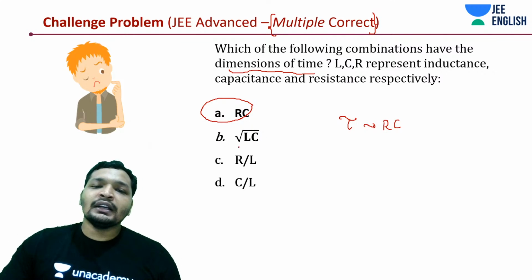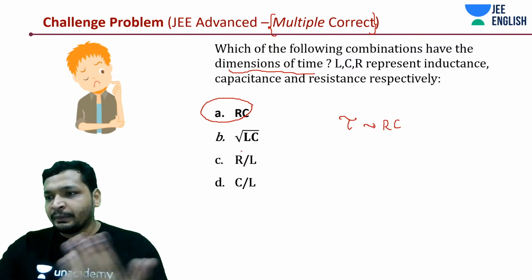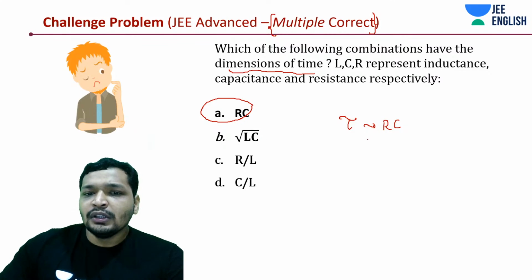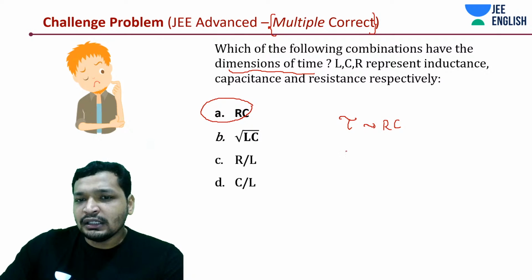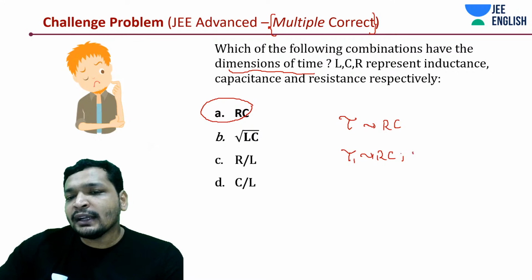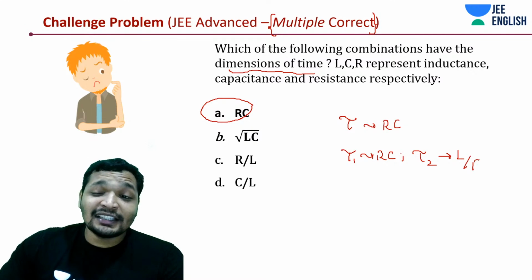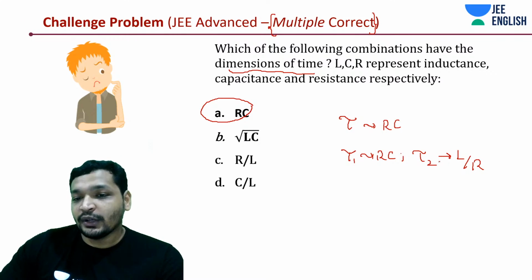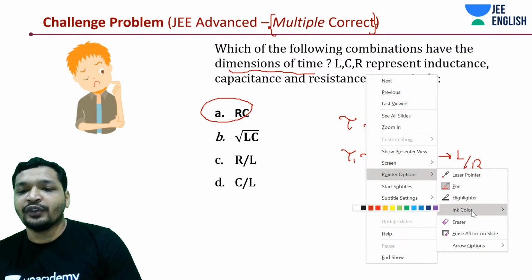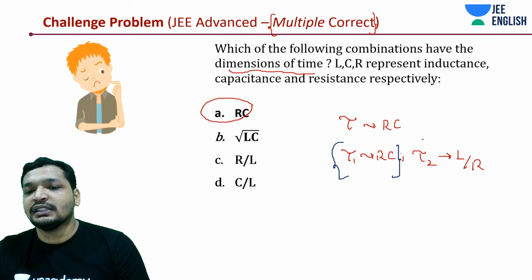Okay, so 1 by under root LC would correspond to frequency. This thing you can remember if you want to remember now, or else you can do this. What is RC? RC is tau 1 of that circuit. What is L by R? L by R is tau 2. If you have an inductor and resistor in combination, and a resistor and capacitor in combination, this is going to be big circuits.